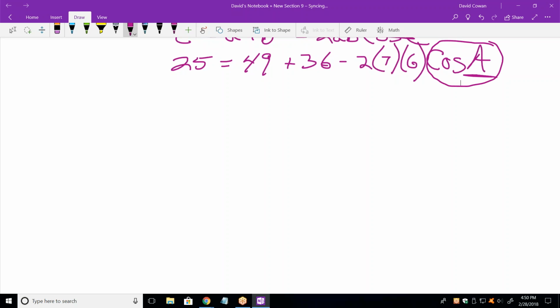So get rid of everything else. First of all, add those two together, move it to the other side, then multiply those three together and divide by that. And that will leave cosine A only on the right side. So first step, those two add together to be 85. Now, get rid of that 85.